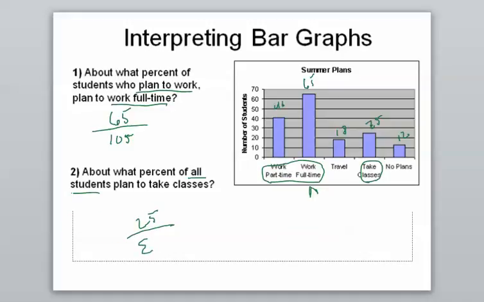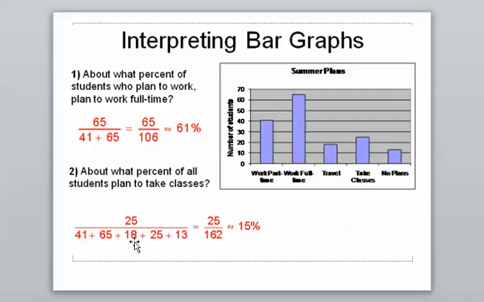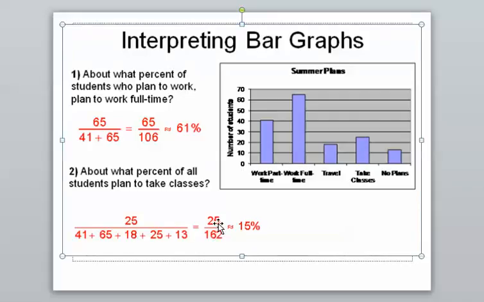Okay? Let's see here. I did this on the next page. And they said 13, not 12. Okay? I can live with that. But you can see they're just adding up all those numbers. They got 162. So 25 divided by 162, or about 15%. Cool. Well, that's interesting how they do that, how they're interpreting that bar graph.